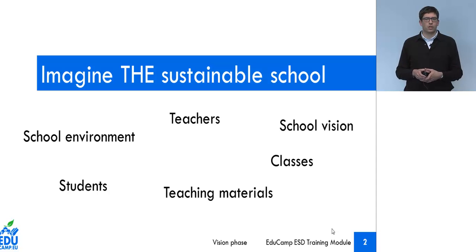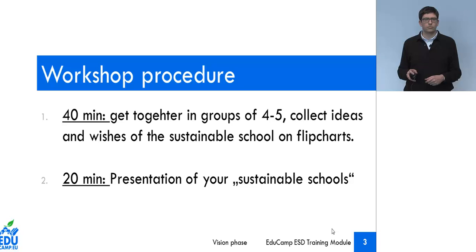Also think about the school vision, what's the tendency or the future impression of the school? How do the classes look like? What size do the classes have? Think about different teaching materials, and how the pupils learn within the school. And then of course also think about the students, who they are, what age they are, whether they are mixed classes, etc. So really imagine how you think a sustainable school looks like.